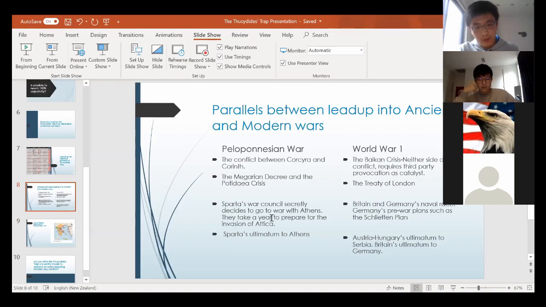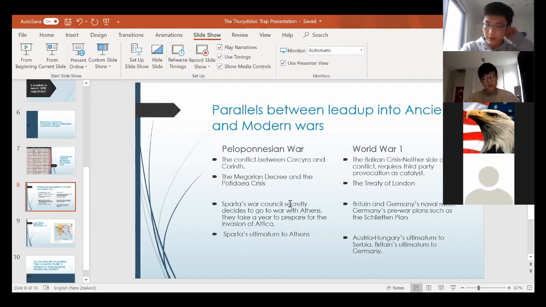The third parallel is that both the current hegemony, Sparta, and Athens, the rising power, knew a conflict was going to come, so they prepared militarily and established alliance systems to prepare for an inevitable conflict, just like Britain and Germany's naval race, and Germany's pre-war plans such as the Schlieffen Plan, because they were anticipating an inevitable conflict. And finally, the final parallel is Sparta's ultimatum to Athens. The ultimatum pretty much said to grant the Hellenes autonomy. This also parallels Austria-Hungary's ultimatum to Serbia, and Britain's ultimatum to Germany in World War I.